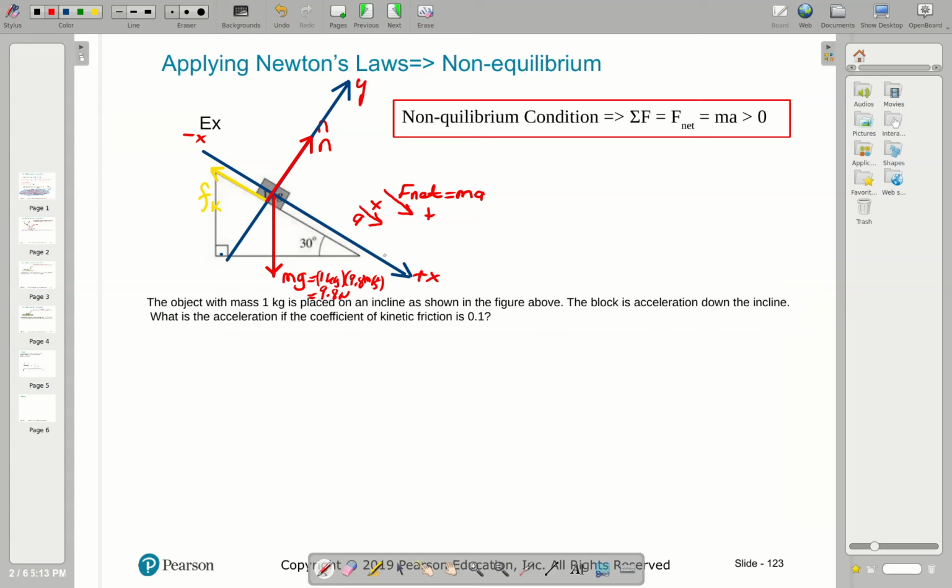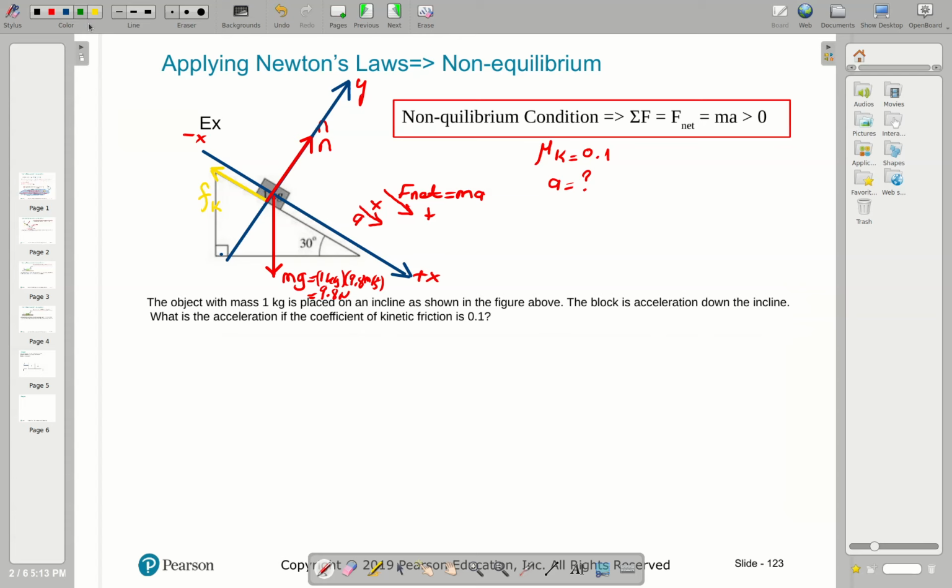All right. We are accelerating. We know the coefficient of kinetic friction to be 0.1. And if that's the case, what is that acceleration? Okay. Down. I have a positive direction. All the forces in this direction will be positive and the other direction will be negative. So I'm going to mark my positive and negative forces.